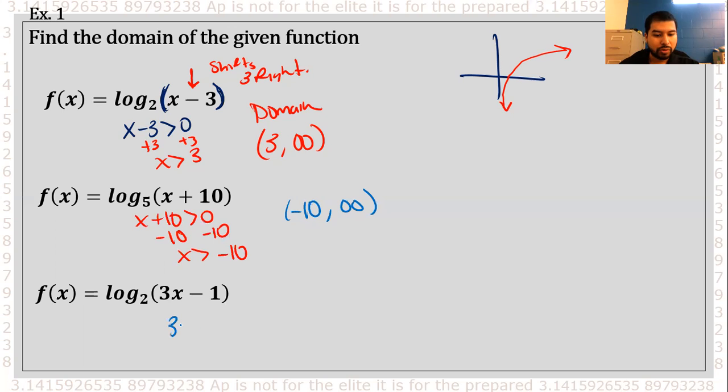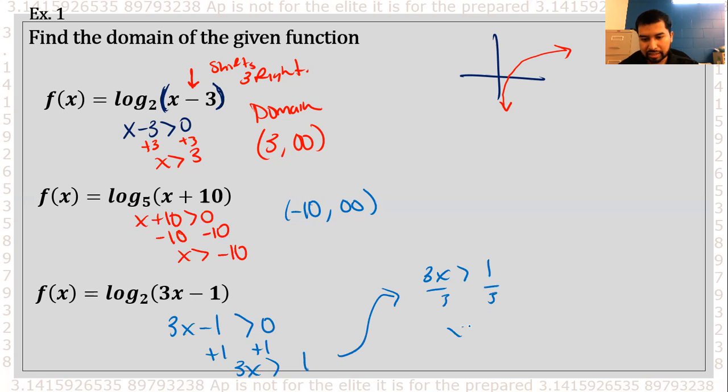Same procedure, 3x minus 1 must be greater than 0. I go ahead and add 1. I have 3x is greater than 1. And I can go ahead and solve this with another step of division. So let me write again, 3x greater than 1, divide by 3, x is greater than 1/3. So no matter what they give you, you go ahead and factor that out. Okay, so our domain must be 1/3 to infinity.